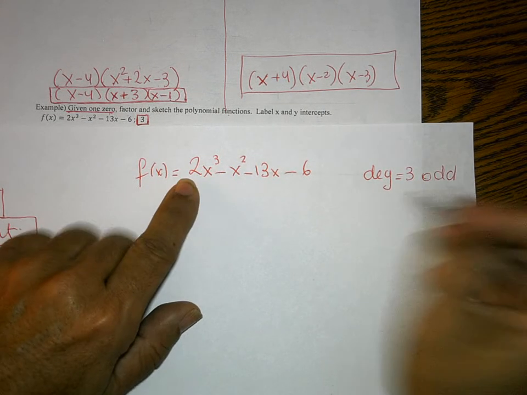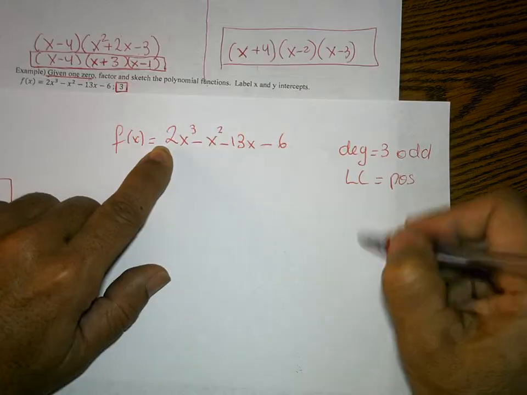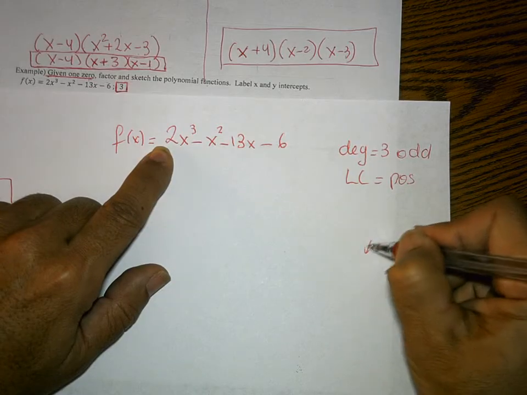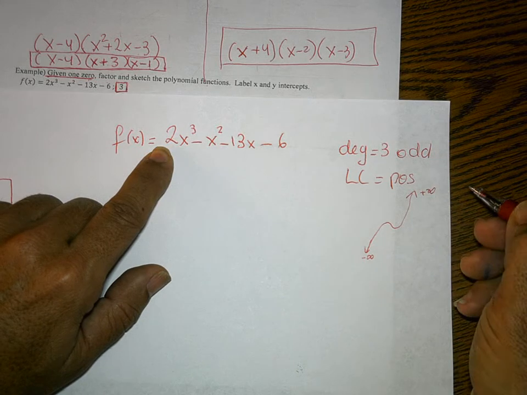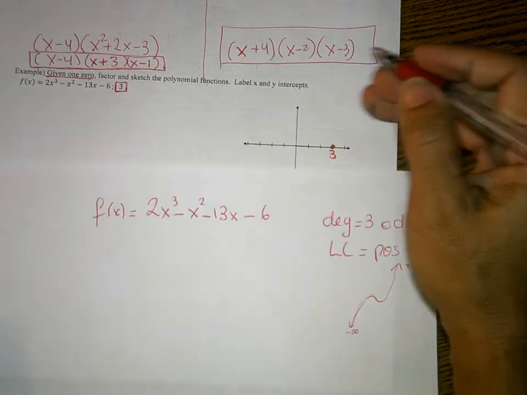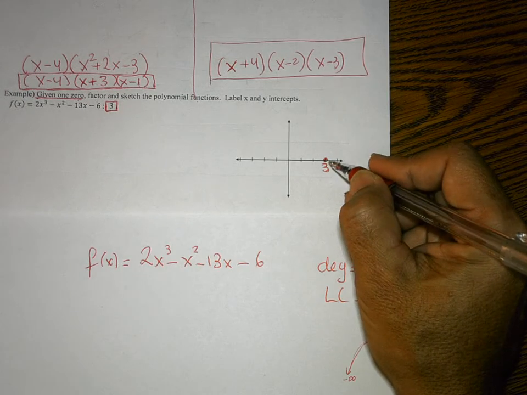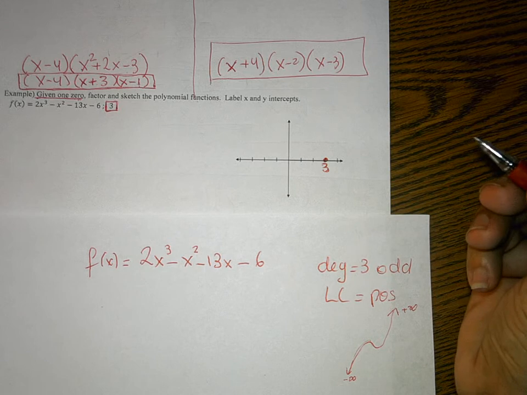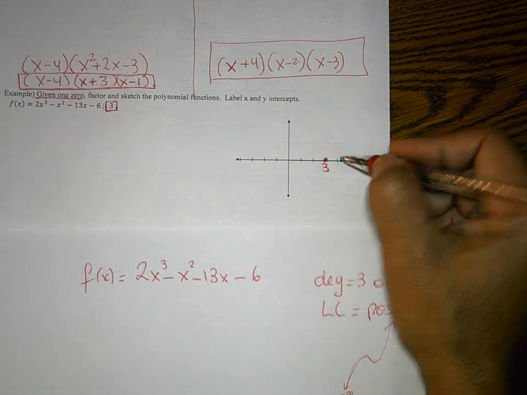Look at the leading coefficient. It's positive. So I know that this is going to be coming from negative infinity and ending up at positive infinity. That's the end behavior. It's going to be this kind of function. I know that it's going to somehow cross over here or maybe bounce. I don't know, but somehow it's going to touch that 3 right there. That's one of the x-intercepts.